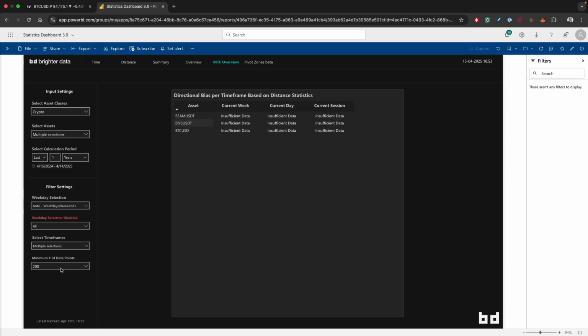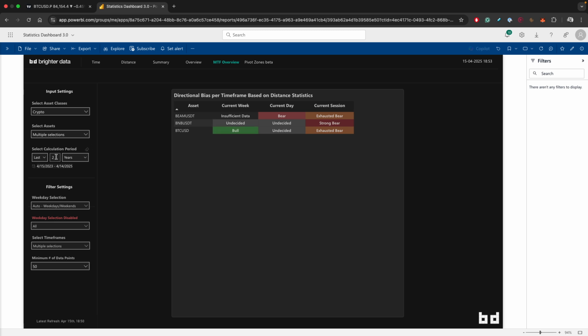So now you can choose for yourself what is enough data points for you. I would definitely not put it any lower than 50. In this case, the current week is showing insufficient data because you only have 1 year. But this will nicely prevent you from making any decisions based on data that is just not very reliable.